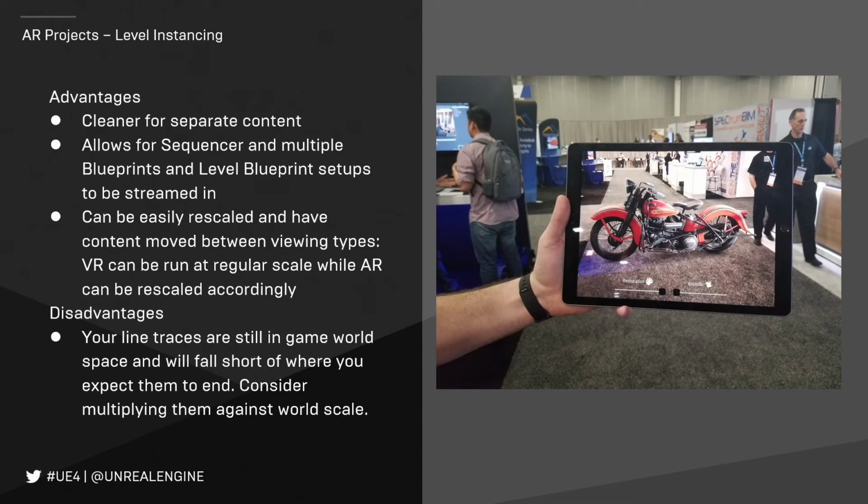So it's cleaner because your content can now work in VR or AR at any scale. It allows for sequencer and multiple blueprints to be streamed in. So when you stream in your motorbike, if you also have blueprints that are highlighting certain features, they will all stay intact. And it's quite simple to do. The only issue you have when you do it is that because you're telling the engine that the world is a different size, if your motorbike is 1/10 the size, when I tell the engine to trace from my finger 10 meters, it will only trace 1 meter because it now thinks that 1 meter is 10 meters. So you need to adjust those calculations as well.